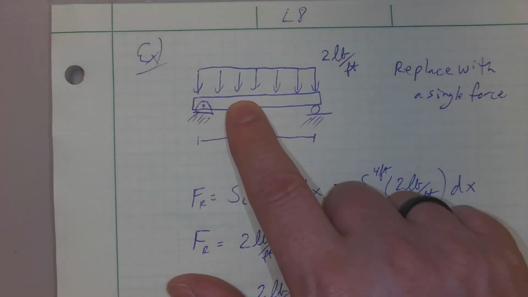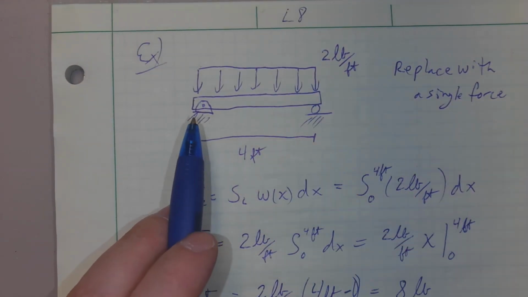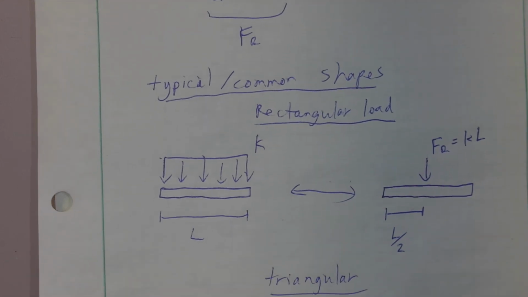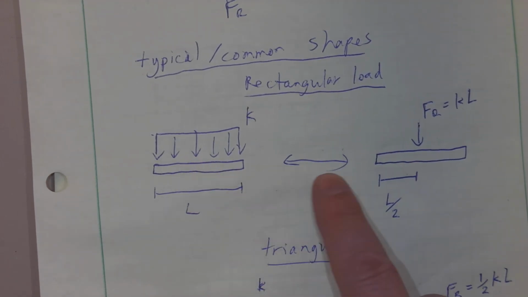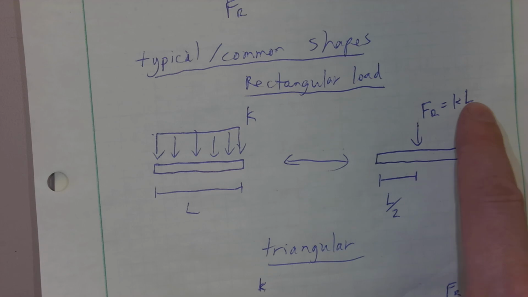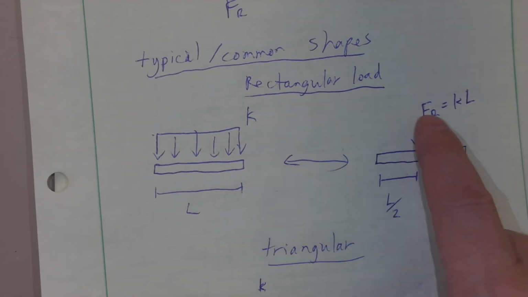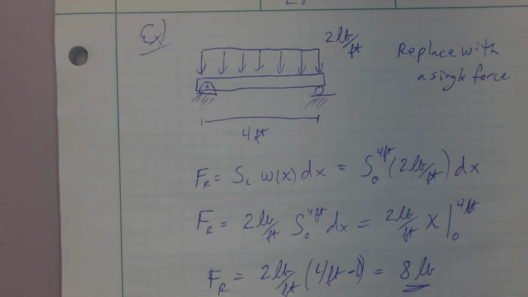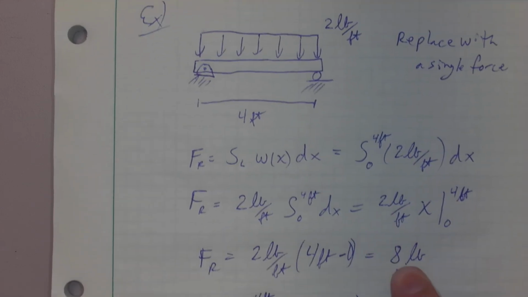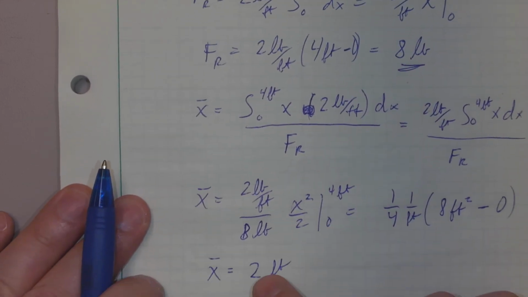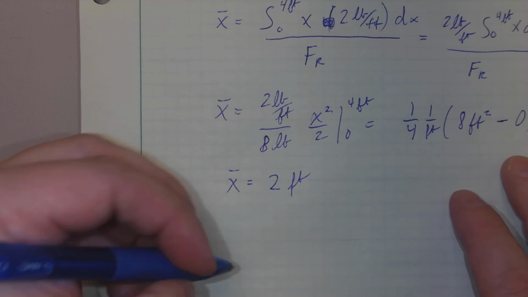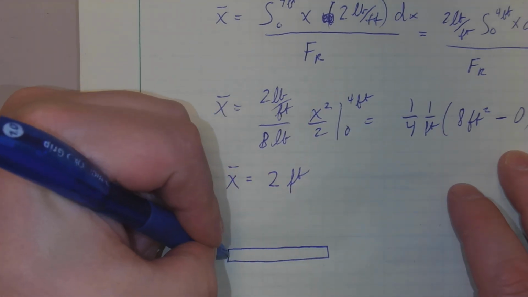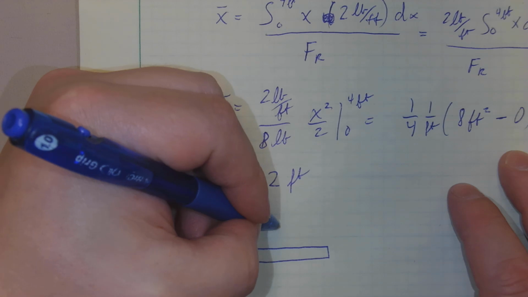If you look at this guy, we said earlier that common shapes, this is the previous page, if I've got a rectangular load, I can apply this constant times the length, that's my resultant force, and apply it at half the length, which is what we find here. I've got the 8 pounds applied at half the length, which is 2 feet. So this is kind of a smaller problem when we get further along in the class.